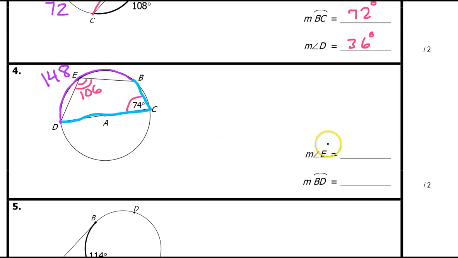All right, better pause and look at what we are actually being asked to find. I could find other stuff, but we're supposed to find the measure of angle E. That's 106 degrees. We've already found that. And we're supposed to find the measure of arc BD. Arc BD is the purple arc right here. That is 148 degrees.